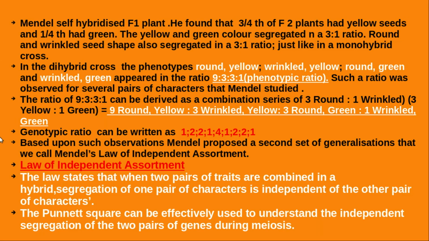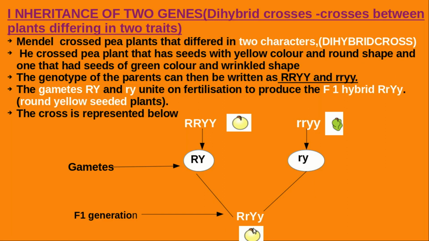So this law states that in a hybrid which is formed by the combination of two pairs, the segregation of one pair of characters is completely independent of the other pair. It is the hybrid which contains two sets of characters, and these characters segregate independently of the others.